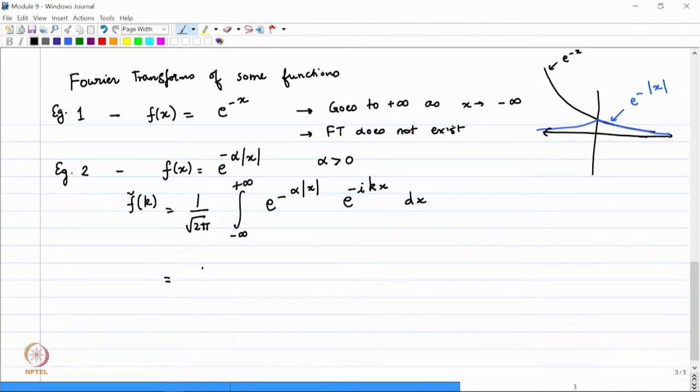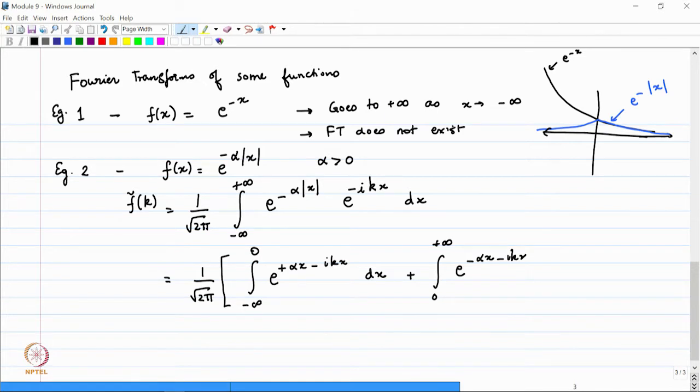So 1 over root 2 pi, and alpha is greater than 0. So, I can split this integral into two integrals. I integrate from minus infinity to 0, and from minus infinity to 0 x is negative, so absolute value of x is minus x. So, you will have e to the plus alpha x minus I k x dx, and then you have plus the integral from 0 to plus infinity, where you have e to the minus alpha x minus I k x dx.